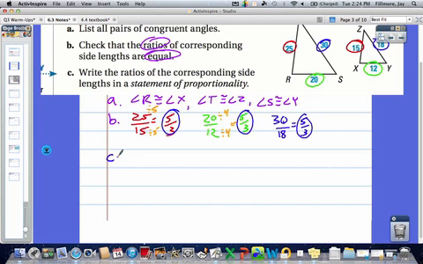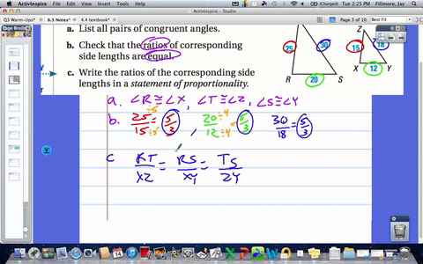And finally, for part C, write the ratios of the corresponding side lengths in a statement of proportionality. We've actually already written one of those before. If I were to write side RT, where T is at the top here, and compare that to XZ, that should be equal to RS over XY, another pair of corresponding sides, which should also be equal to TS to ZY. So we're writing a statement of proportionality.